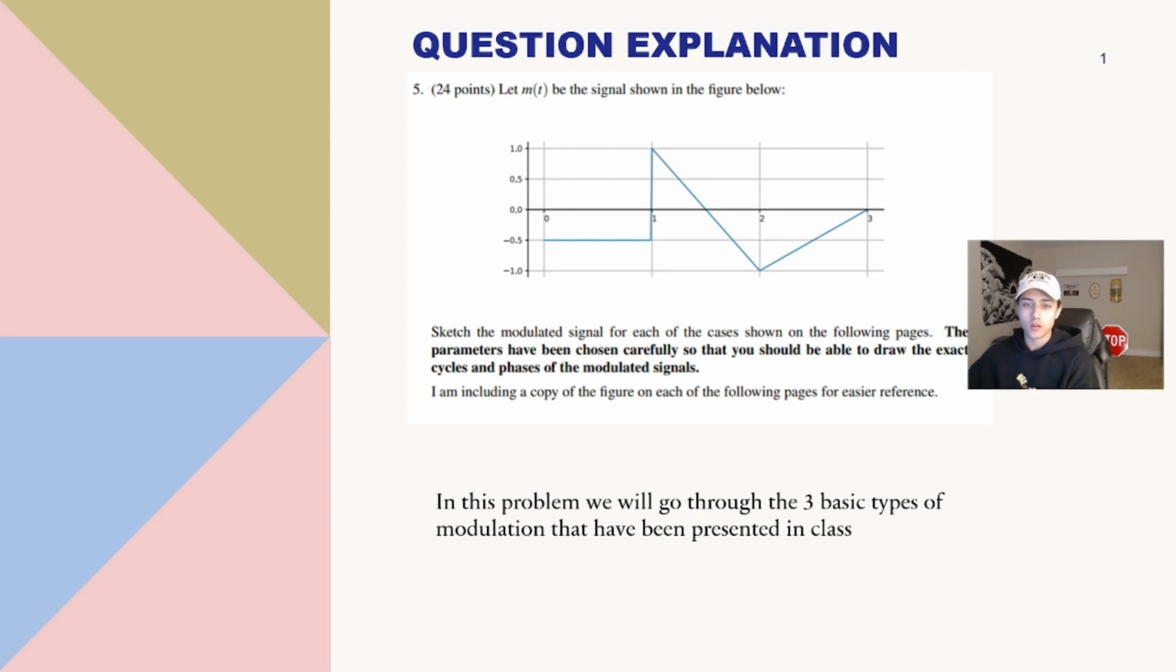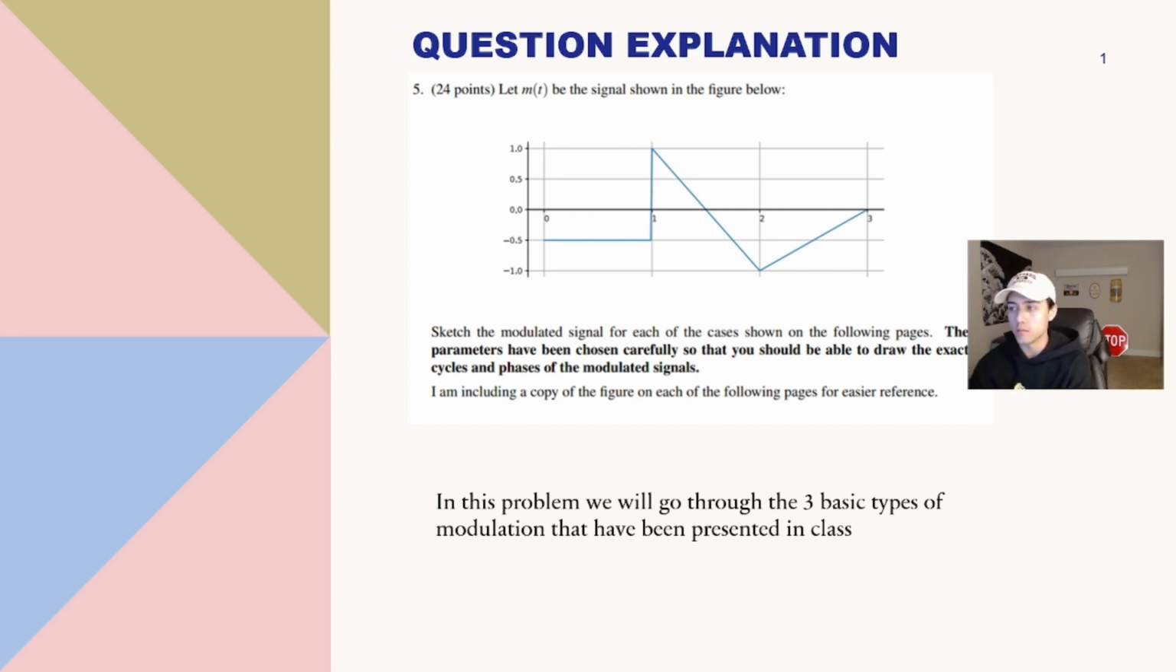So a quick question explanation for the basics of this problem. What you need to understand is how to modulate a message signal, m(t), and the three basic types of modulation that we've been taught in class. Those are the DSB-SC, AM, and FM.